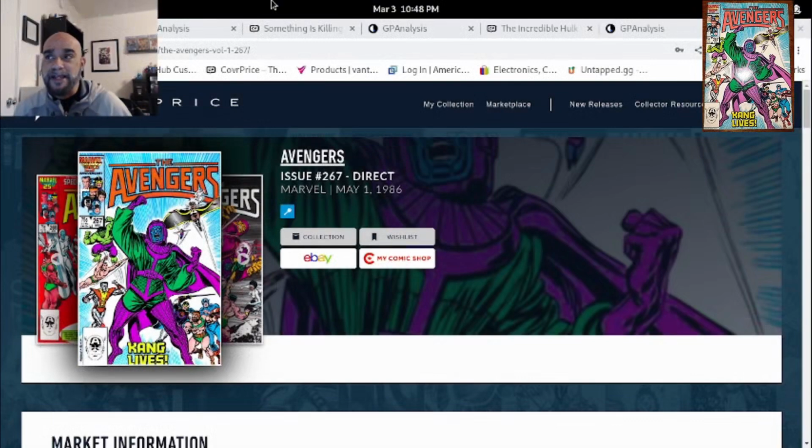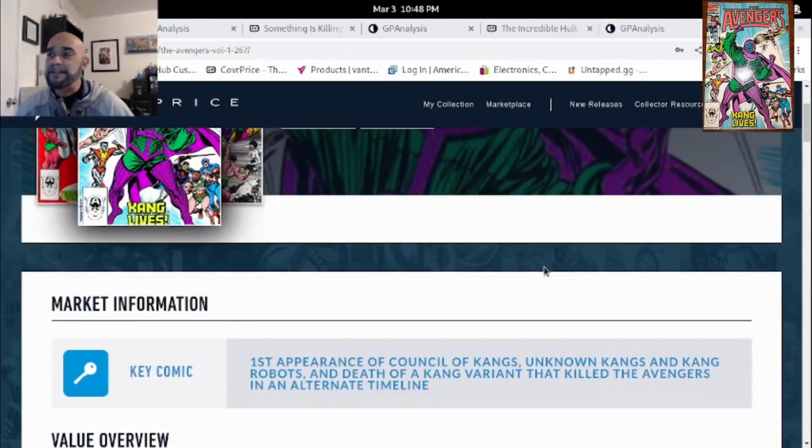First book of the day is Avengers issue 267 from 1986. And what makes this book so special? It is the very first appearance of the Council of Kangs.